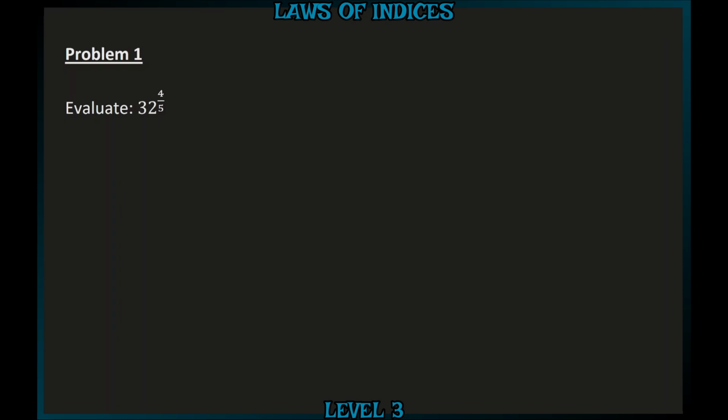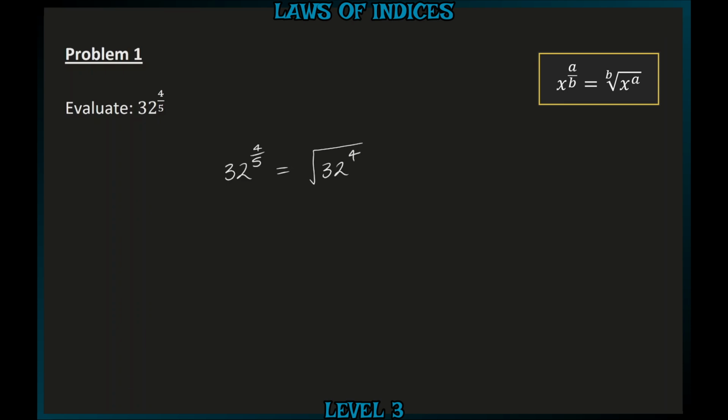In problem 1, we're evaluating 32 to the power of 4 over 5. That means we're trying to find its value. Now, since we have a fractional power here, we're going to use this law, which tells us that the numerator of the fraction is our power and the denominator is our root. So this means that we can rewrite 32 to the power of 4 over 5 as 32 to the power of 4 and then take the fifth root of that.